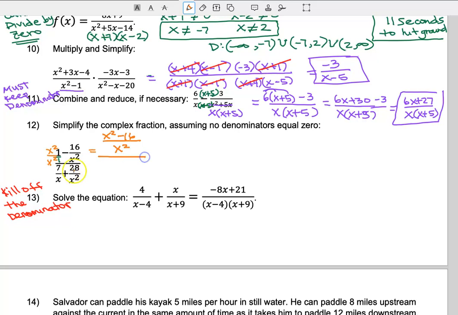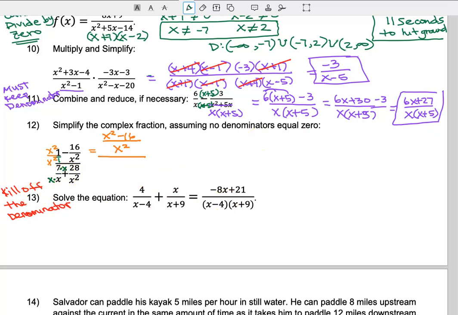All right, then let's look at the bottom one here. Again, x squared is going to be my common denominator on this one. But this time, I need to multiply the top and bottom. In order for x to become an x squared, I need to multiply the top and bottom by x.